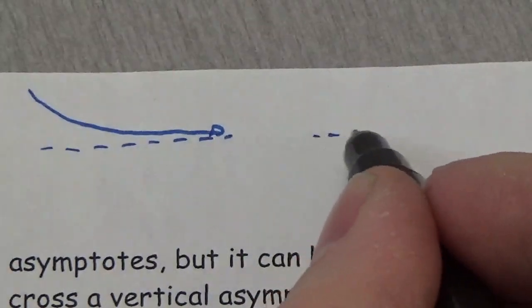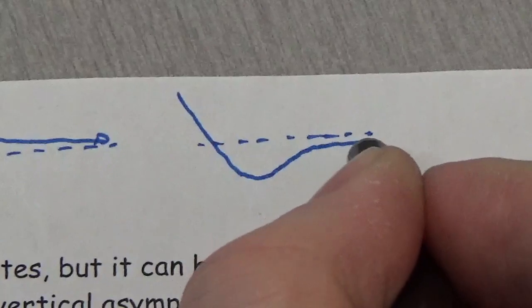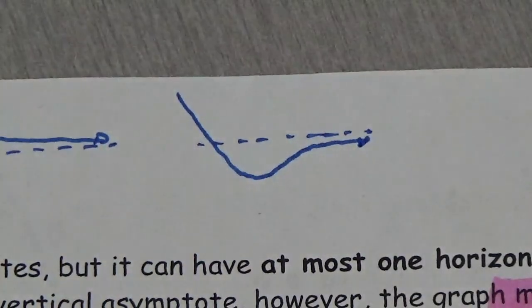Perfect, that's my thumb up. Here you can also get an asymptote that goes horizontally, and then what happens is the graph drops below it and then comes back up and approaches it from below.